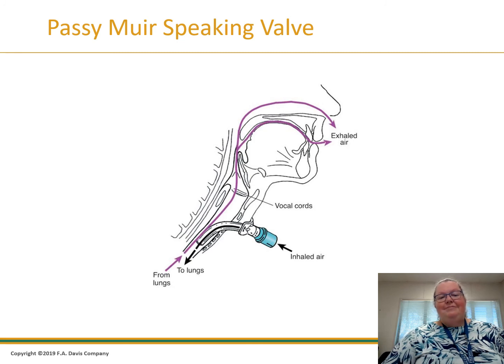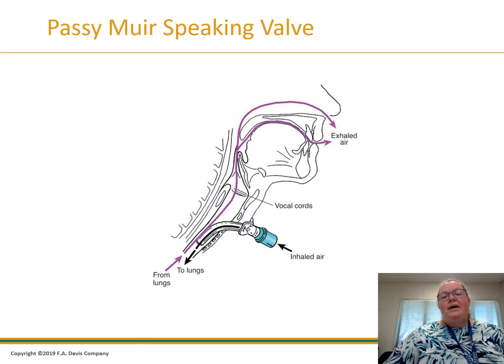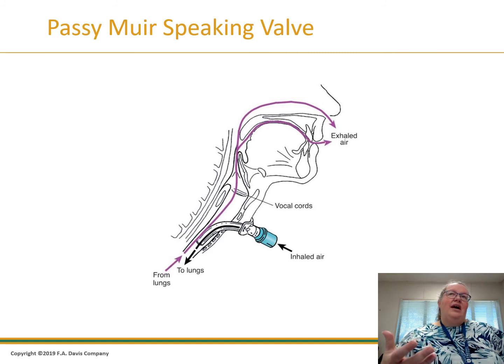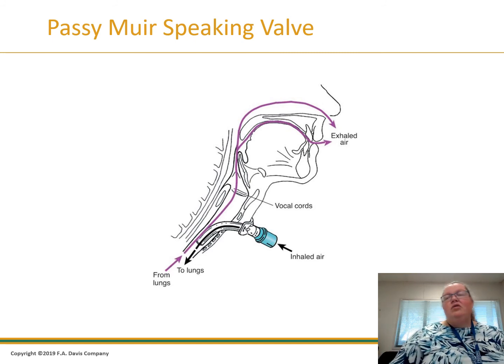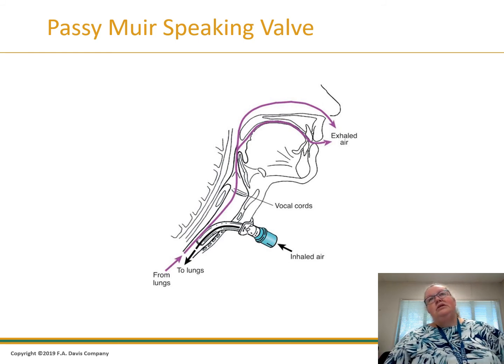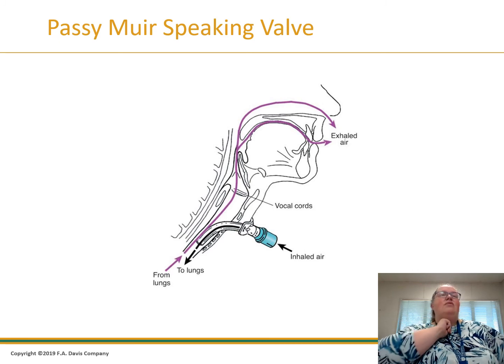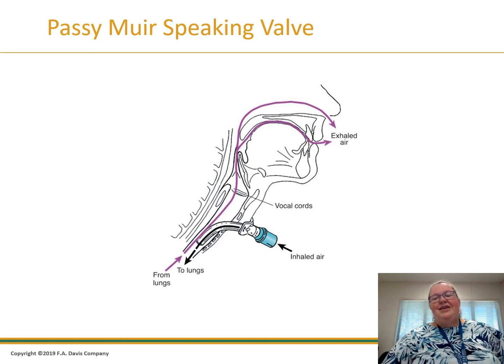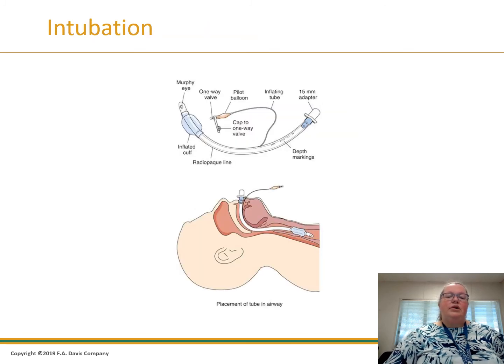So this is the, I don't know what, Passy-Muir speaking valve. What it basically does is, patients who've had their larynx taken out or their vocal cords taken out, usually for cancer reasons or smoking or things like that, they have this little valve where they can talk. They put this vibrator thing on to take the place of the vocal cords, and it will talk for them. They sound kind of like robots, though, kind of weird.